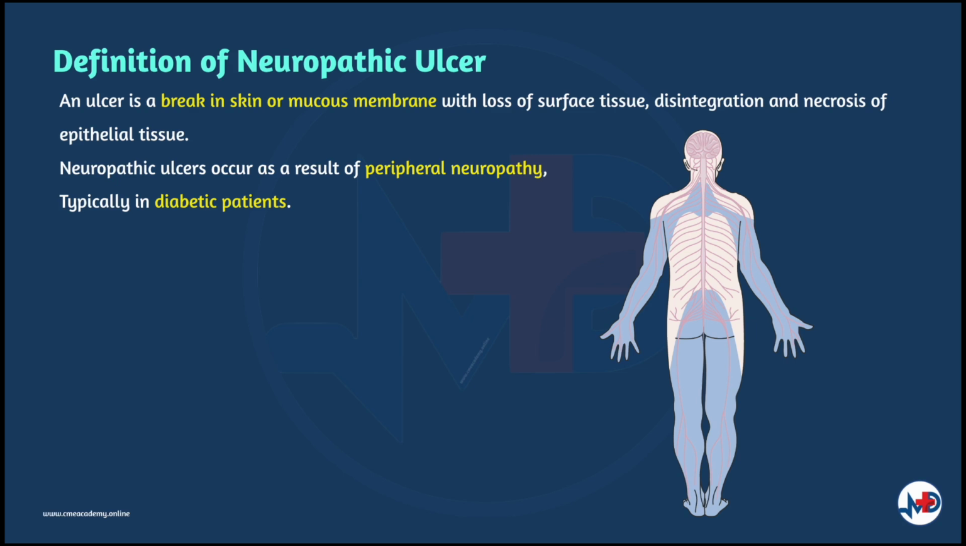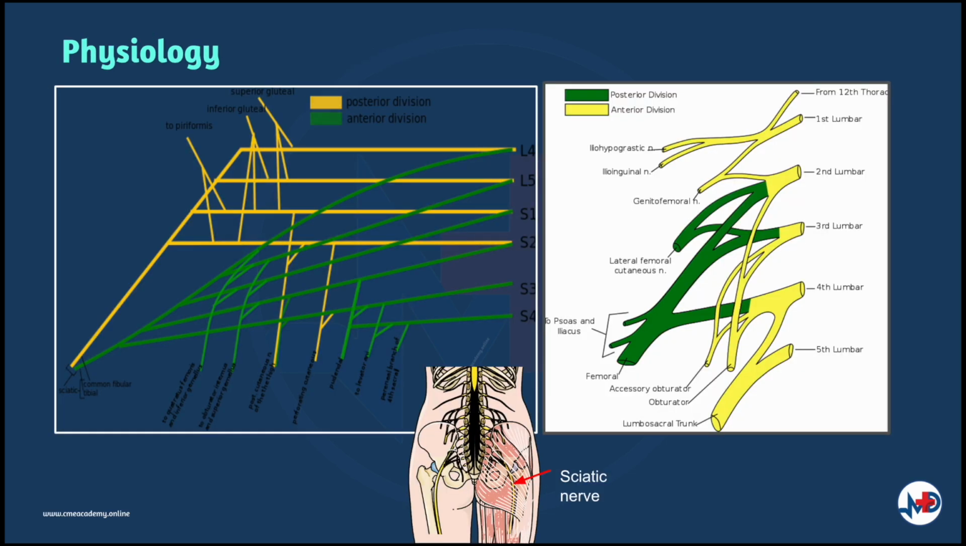So an ulcer is practically a break in the skin or mucous membrane with loss of surface tissue, disintegration and necrosis of epithelial tissue. And neuropathic ulcers occur as a result of peripheral neuropathy and are typically seen in diabetic patients. Let's take a look at the root and course of the nerves for the lower limbs.